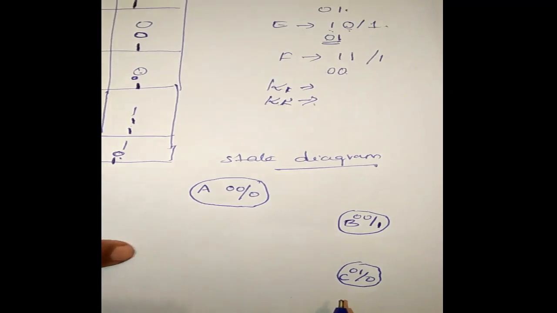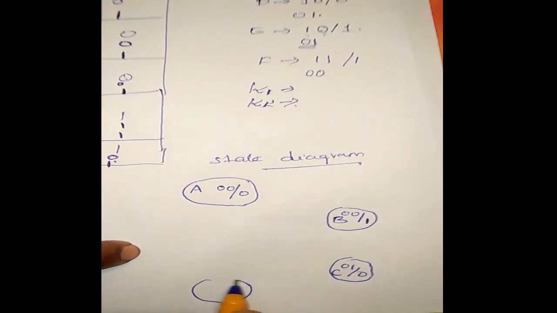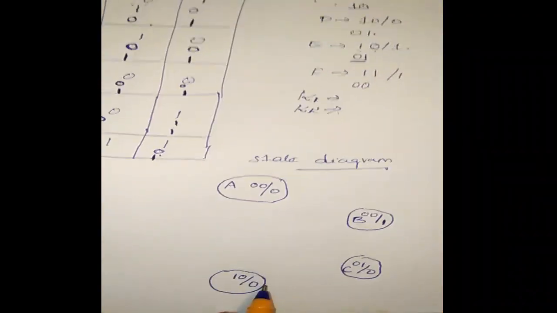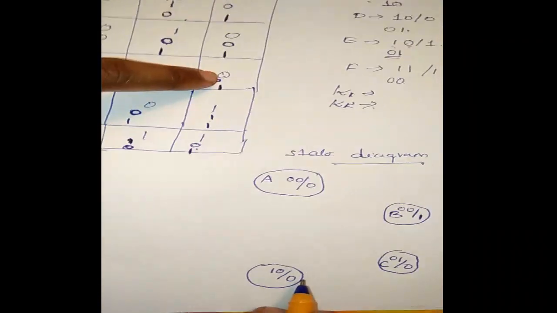This is my C. Let me write D over here. D is 1 0 with an output 0. You can see in the table also. D is 1 0 with an output 0.